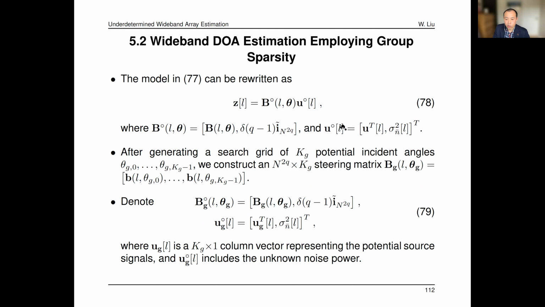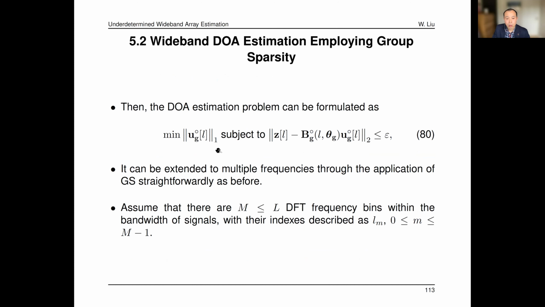And then you can create this search grid of K_g potential incident angles, θ_g0, 1, until K_g minus 1. Then we can construct the corresponding steering matrix, a big steering matrix. Again, you add this noise part to this steering matrix to form a new steering matrix, and add the noise part to the source vector to generate a new source vector. Then you have a similar formulation using the sparsity-based DOA estimation method. You minimize the L1 norm of the source, subject to a reconstruction error smaller than or equal to epsilon.